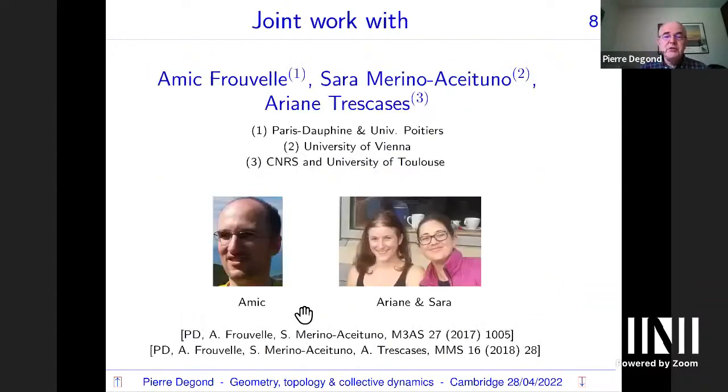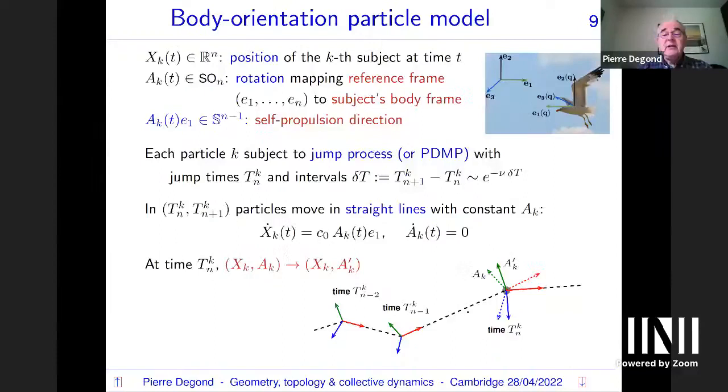Right, so so far so good for the motivation. So let me go into the details of the math. It started with a series of works which involved Amic Frouvelle, Ariane Trescases, and Sara Merino, whom you've seen chairing the session yesterday, in these 2 works that appeared in 2017 and 2018, which were basically specific to dimension 3. But here we are going to provide a model in any dimension. So we have a collection of particles whose position is x_k(t).